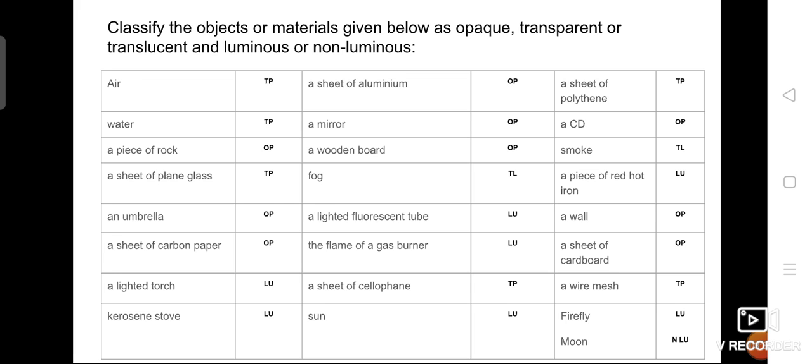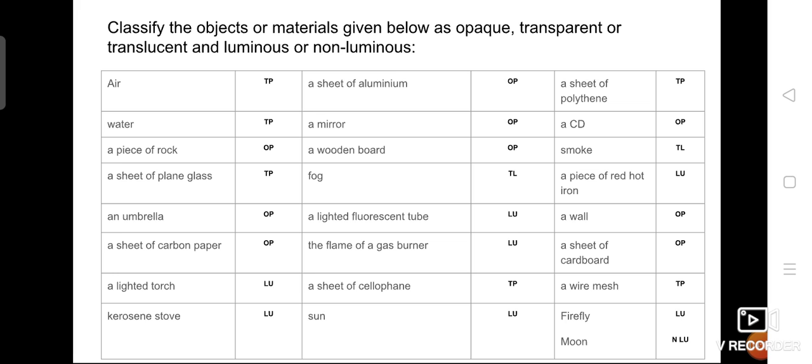What do you mean by opaque? Opaque objects never allow the light to pass through. Translucent objects pass some amount of light. Transparent objects can pass the light completely. Luminous objects are the objects which can produce light. Non-luminous means illuminated objects, the opposite of luminous, which cannot produce light.